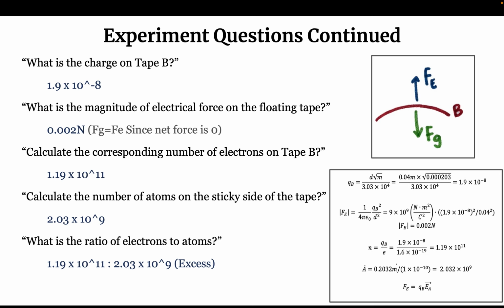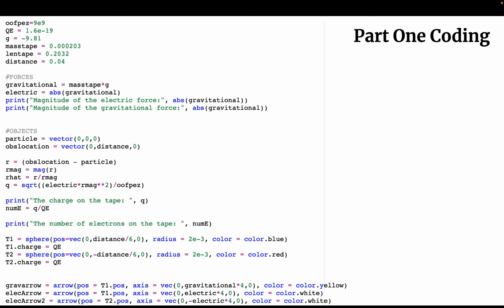The charge on tape B was found as QB in the bottom right hand corner. The magnitude of electrical force is actually equal to the magnitude of gravitational force, since we know that the net force is 0. The number of electrons on tape B, otherwise known as N, in my calculations is shown below. The number of atoms on the sticky side of tape, that is also noted as A. The ratio of electrons to atoms is just a simple ratio of the above two numbers, and it shows that we are in excess.